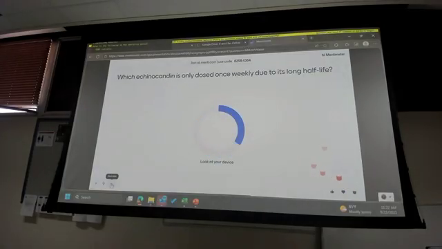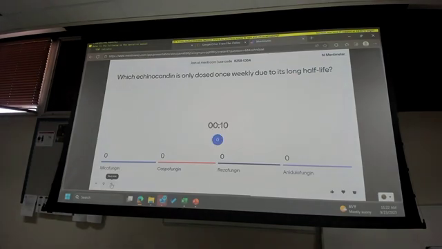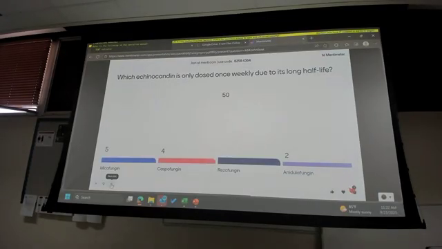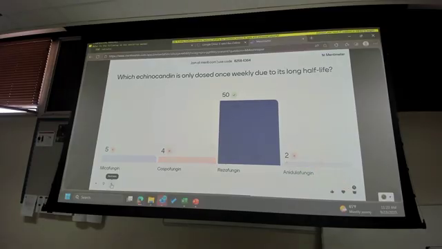Echinocandin is only dosed once weekly due to its long half-life of about 152 hours. Mica, Casco, Reza, and yes, that's the Reza.